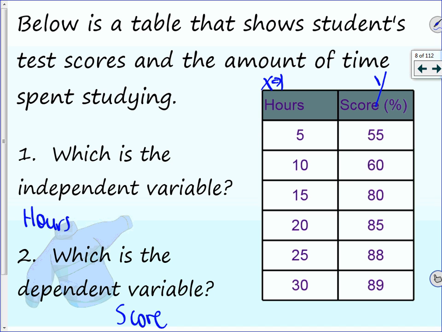So independent is the one that can change, but the dependent can't? Yes. Independent is the one you generally have control over. So you control how many hours you study. You decide that. You also, to some degree, control your score, but not to the degree you control your hours of study. That you definitely have control over.